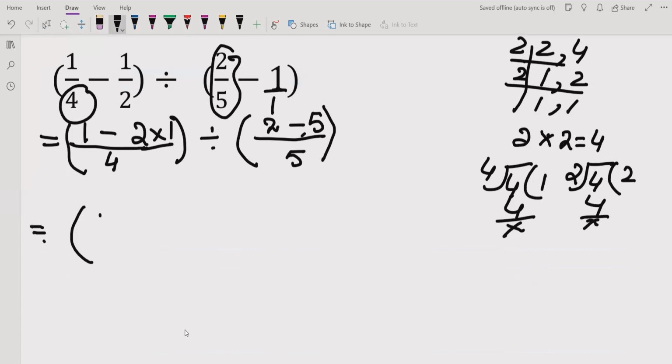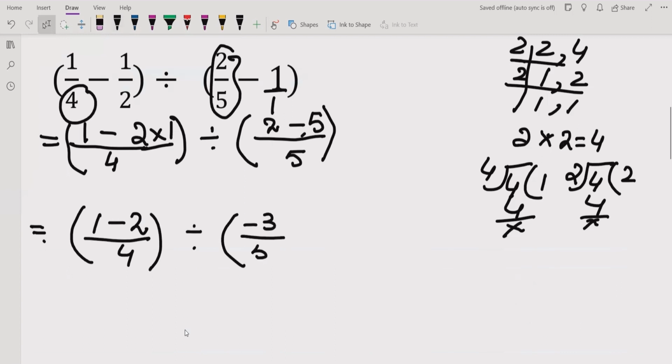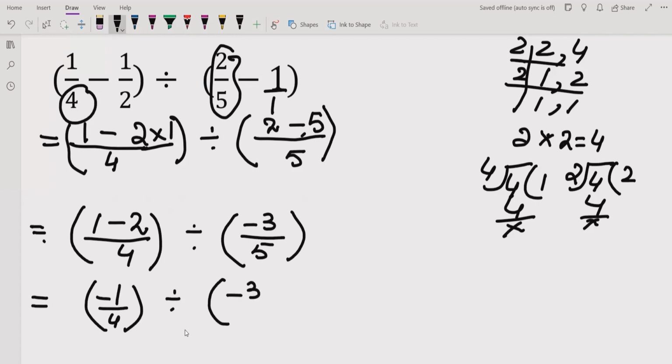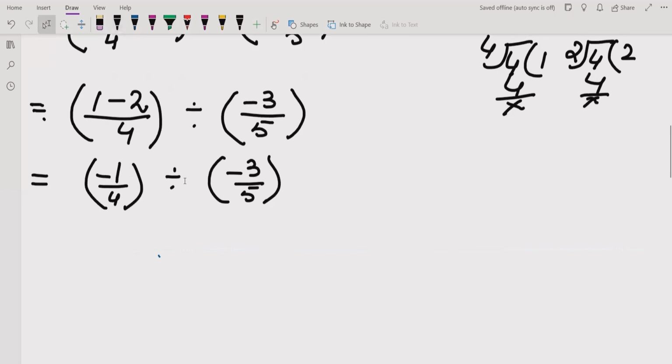Now we will move forward and solve this part. This one, 1 minus 2 ones are 2 upon 4. And here we will write 2 minus 5 equals minus 3 upon 5. Right? And again, we can solve this part. So 1 minus 2 equals minus 1 upon 4, divided by minus 3 upon 5.